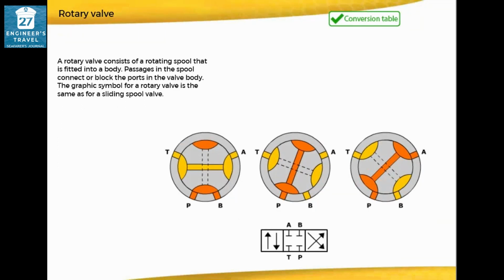A rotary valve consists of a rotating spool that is fitted into a body. Passages in the spool connect or block the ports in the valve body. The graphic symbol for a rotary valve is the same as for a sliding spool valve.